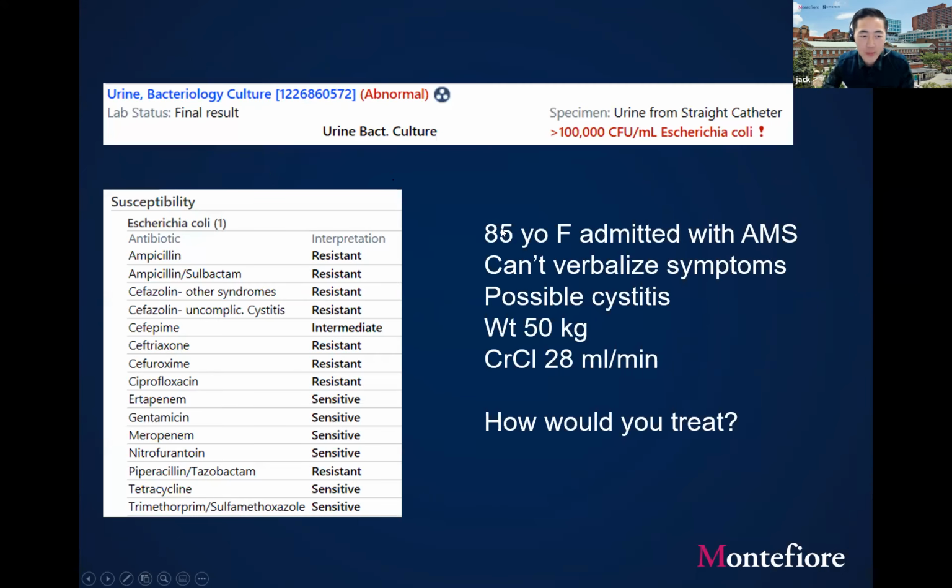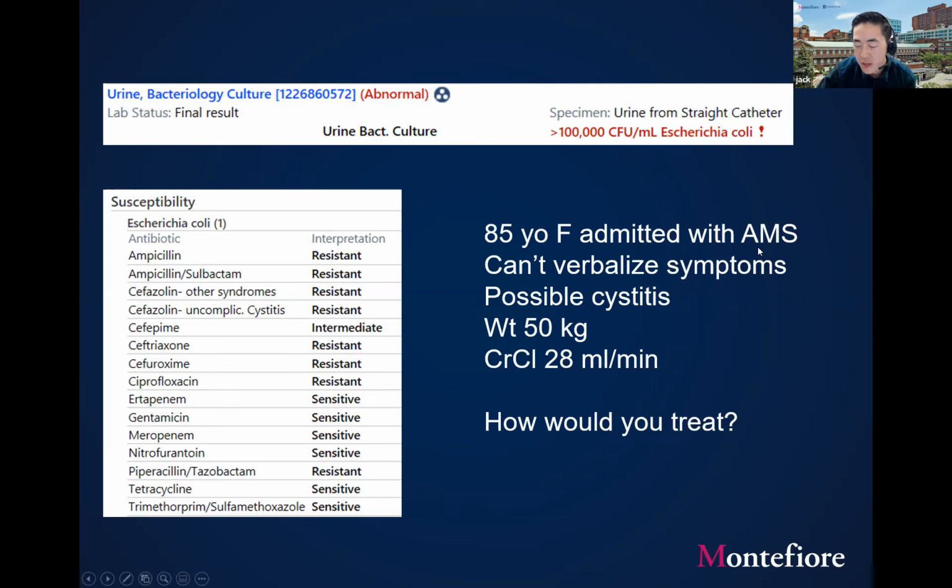So this is a good example of using aminoglycosides for urinary tract infections. You'll see throughout your consults that you'll have a lot of nursing home patients. They come in with AMS. The team doesn't know what to do. They think it's a UTI. So this is an example we see all the time.